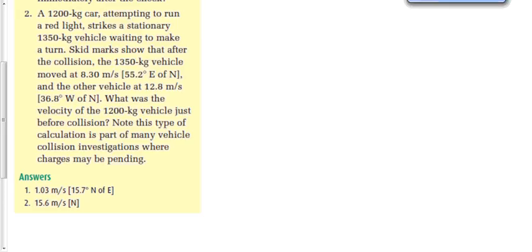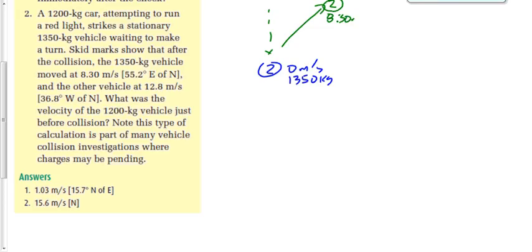What was the velocity of the 1,200 kilogram car just before the collision? Let's draw it out here. Let's say the stationary car, we're going to make car 2, 0 meters per second, 1,350 kilograms. The 1,350 kilogram car after the collision goes east of north with a velocity of 8.30 meters per second and an angle of 55.2 degrees.